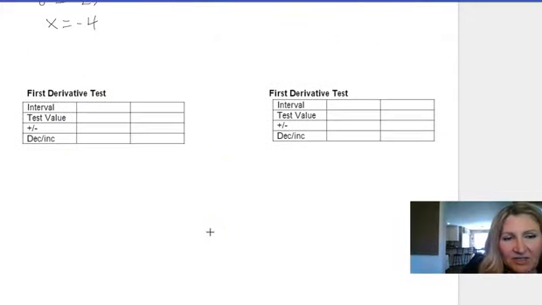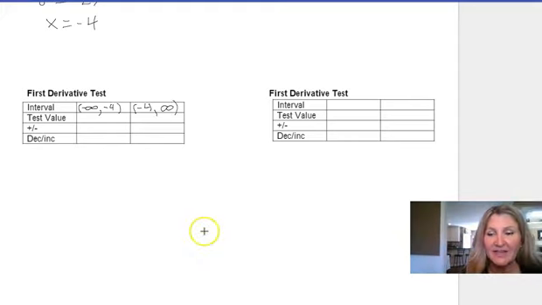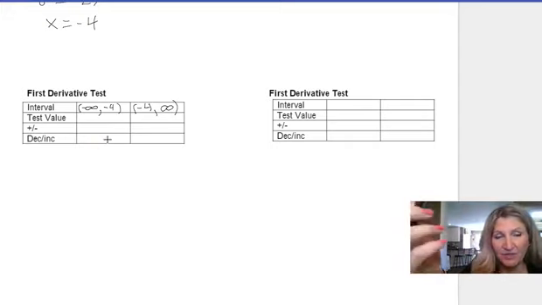So now I'm going to use my first derivative test with that critical number. So my first interval is going to go from an x value of negative infinity to an x value of negative 4. My next interval is going to go from that critical number of negative 4 to infinity. And that's because I only had one critical number, so that's all I needed were those two intervals. So now I have to think, what is some number in between negative infinity and negative 4? Let's choose negative 5.